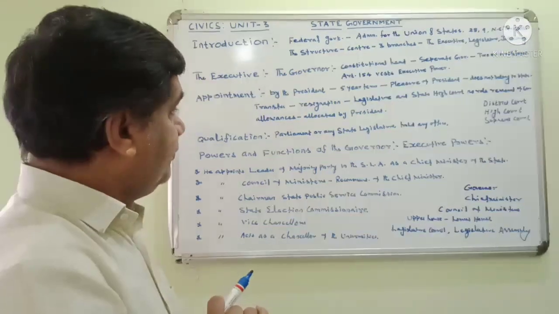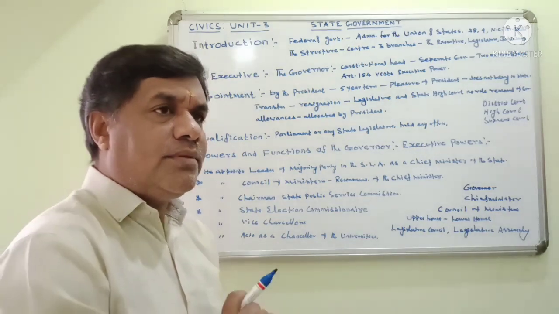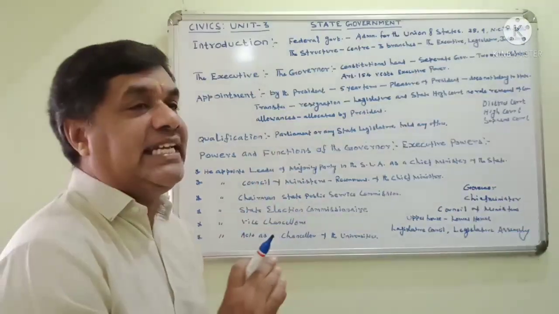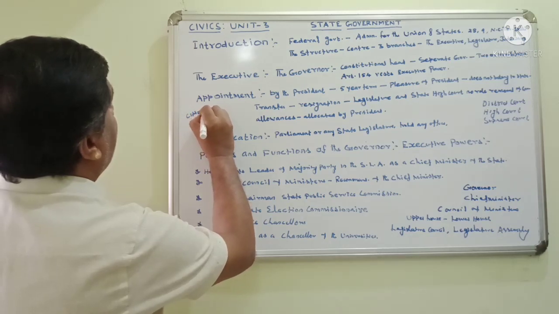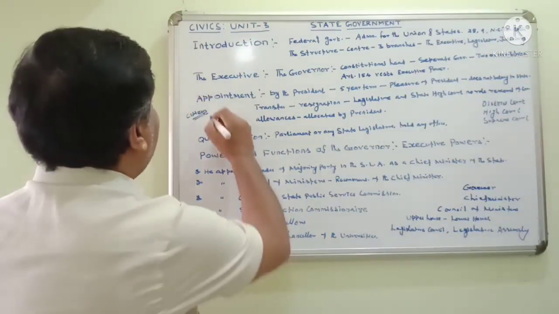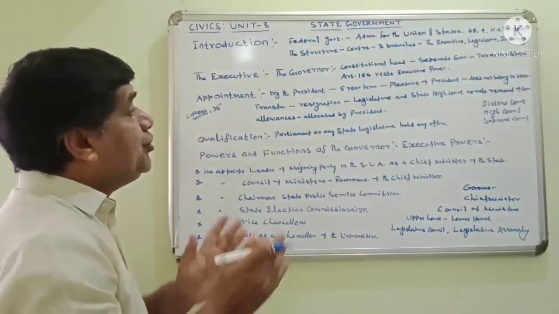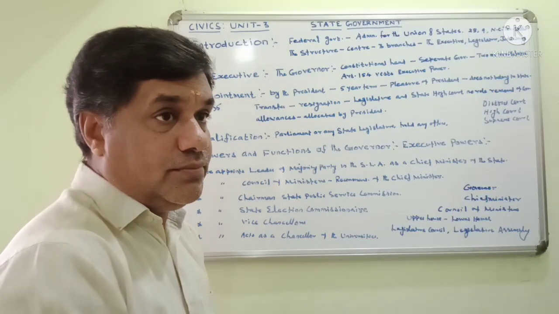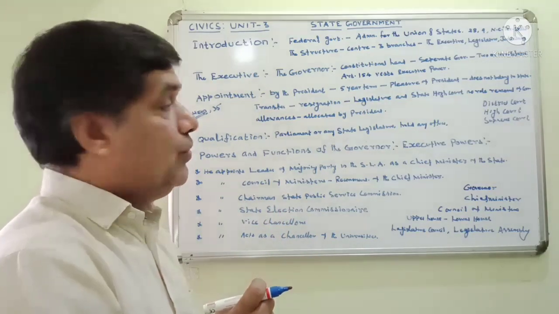Qualification. The governor's qualifications are as follows. One, you should be a citizen of India. Two, you should have completed 35 years of age. Three, you should not hold any office of the state government or the central government, and should not get any profit from them.